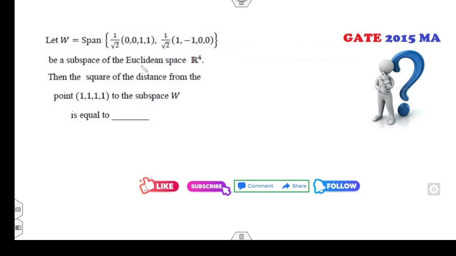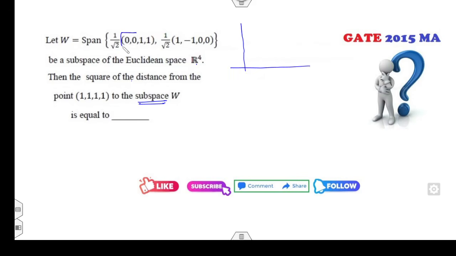Let W be the subspace of the R4, the square of the distance to the subspace. Always remember students, whenever you have to find the distance of some point to the subspace, fine, always apply the Gram-Schmidt process. Clear? So how you can apply that? It's very simple. Firstly I will tell you graphically.